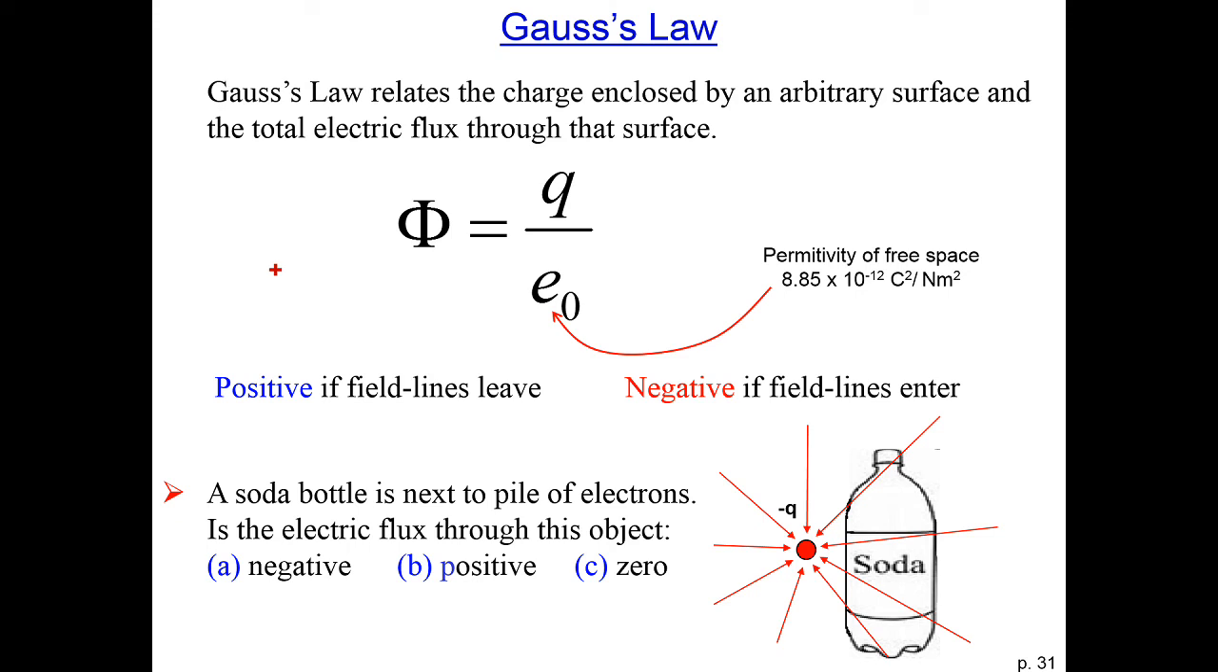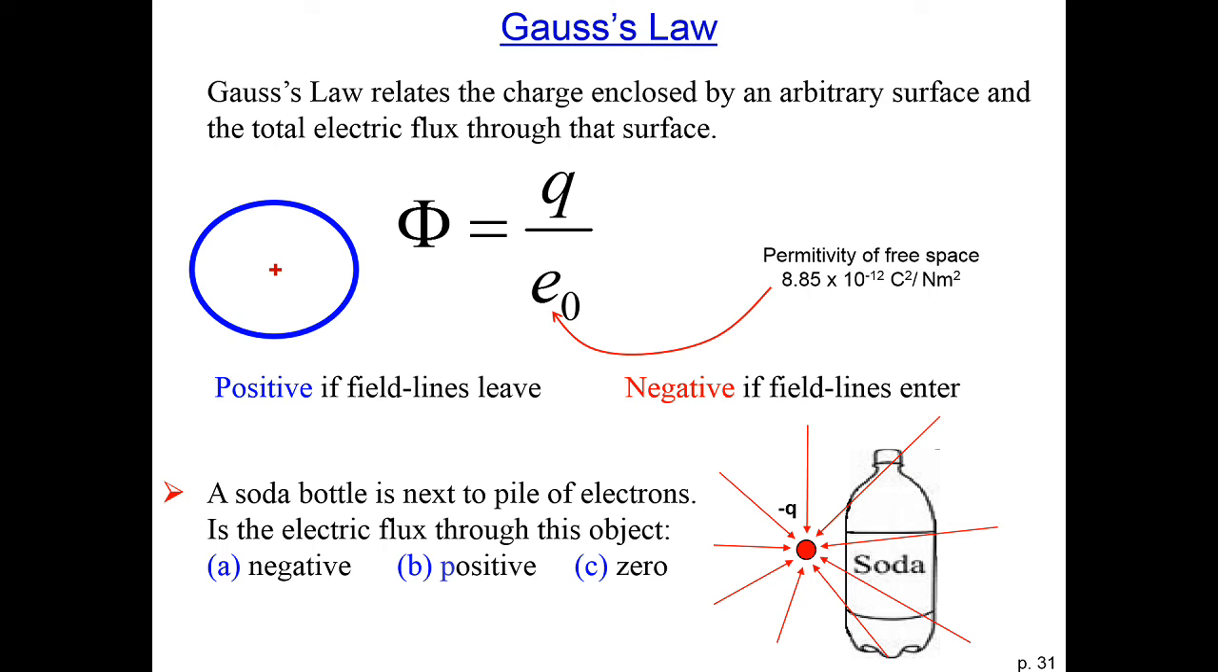So if we take a charge here and draw a sphere around it, then the electric flux is the electric field times the area of the sphere, and that is then equal to the charge inside of the sphere over E naught. So if you could find the area, for example, you could find the strength of the electric field as a function of the charge. Notice if the net charges inside the surface are positive, then the flux is positive and the field lines leave. If the field lines are entering the surface, then the charge inside is negative and the flux is negative.